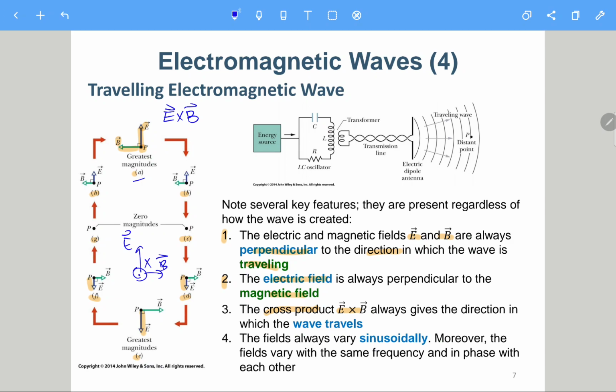And for statement 4, the fields always vary sinusoidally. Moreover, the fields vary with the same frequency and in phase with each other. It tells an observation, but actually this is the solution of the wave equation. So at this moment, you can just accept this. And after finishing the lecture slides of this chapter, I will talk about the derivation of the wave equation and how we can solve it. And then it will match this one.